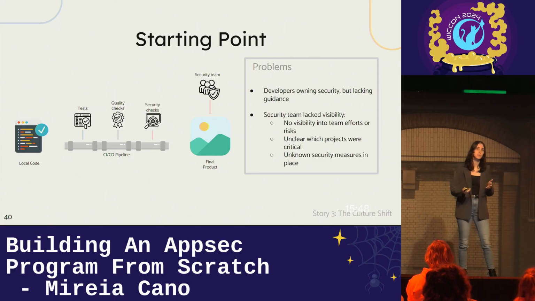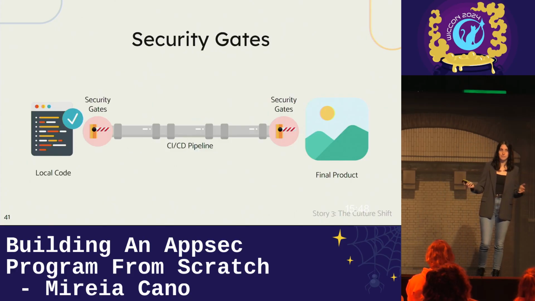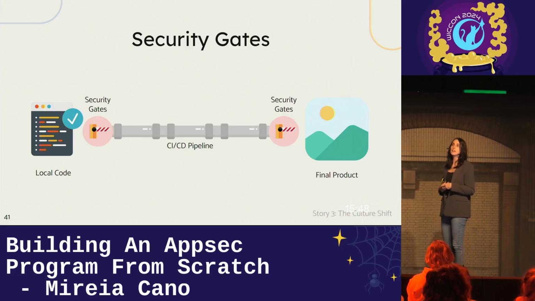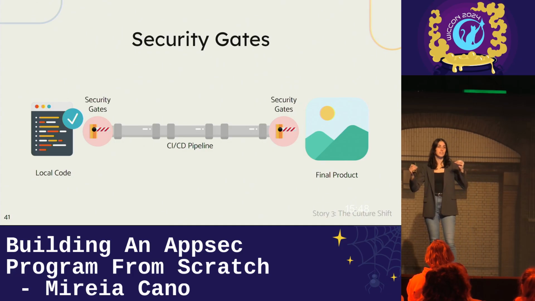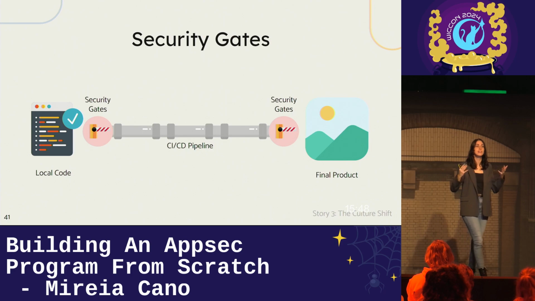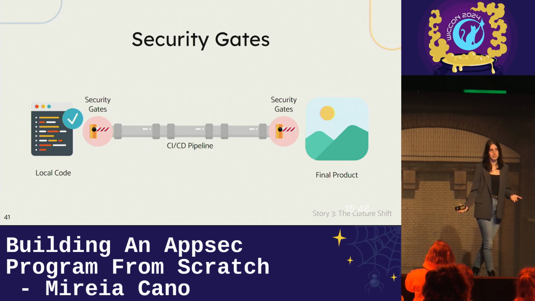So what we did is we started with security gates. Now, some of you might be familiar with the security gates concept. Basically, it consists of having specific tools, specific checks at points in the pipeline that don't allow vulnerabilities from going forward, just like a gate. It doesn't allow the code from going forward. It does, in our case, if there are critical vulnerabilities.